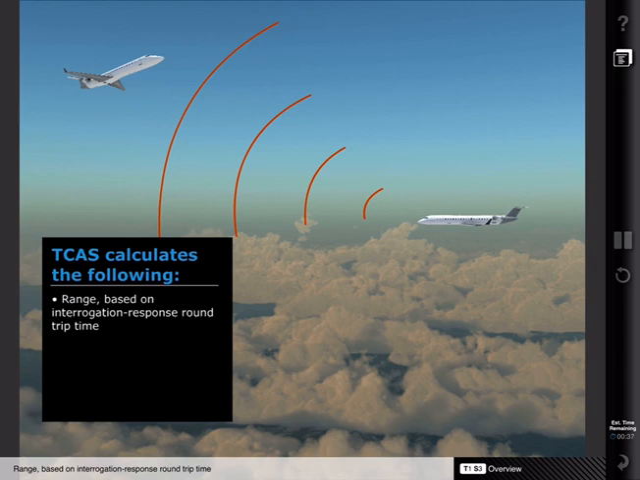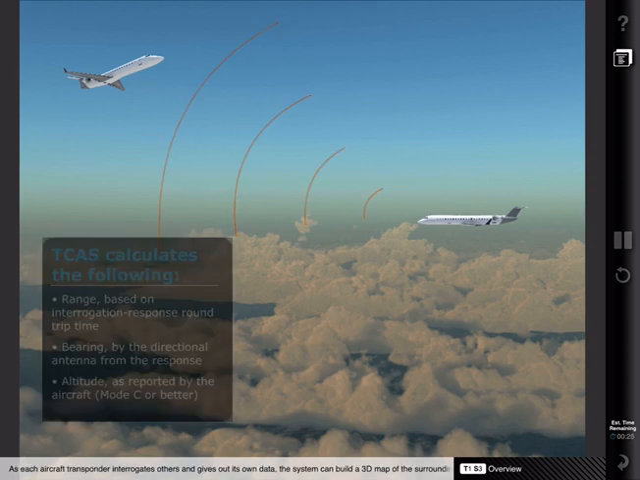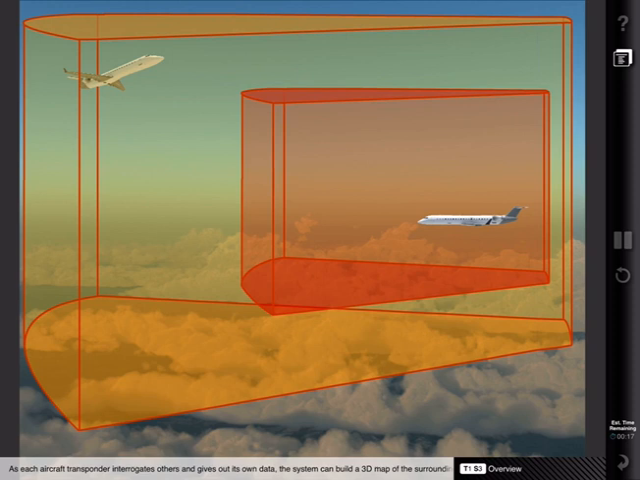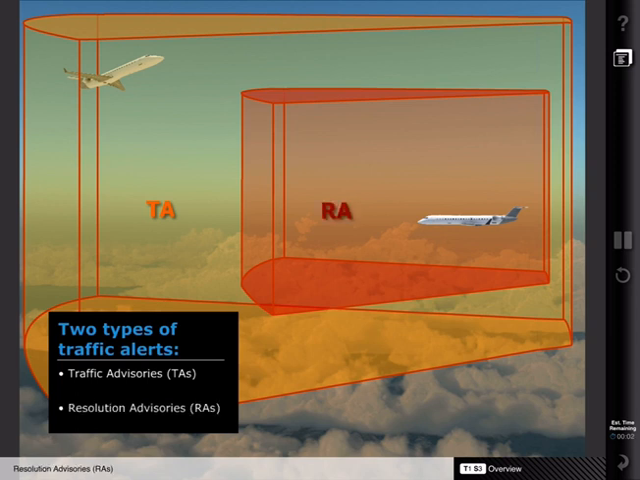Range, based on interrogation response round-trip time. Bearing, by the directional antenna from the response. And altitude, as reported by the aircraft. As each aircraft transponder interrogates others and gives out its own data, the system can build a 3D map of the surrounding airspace and traffic within it. This information is used to create a traffic display and two types of traffic alerts: traffic advisories, or TAs, and resolution advisories, or RAs.